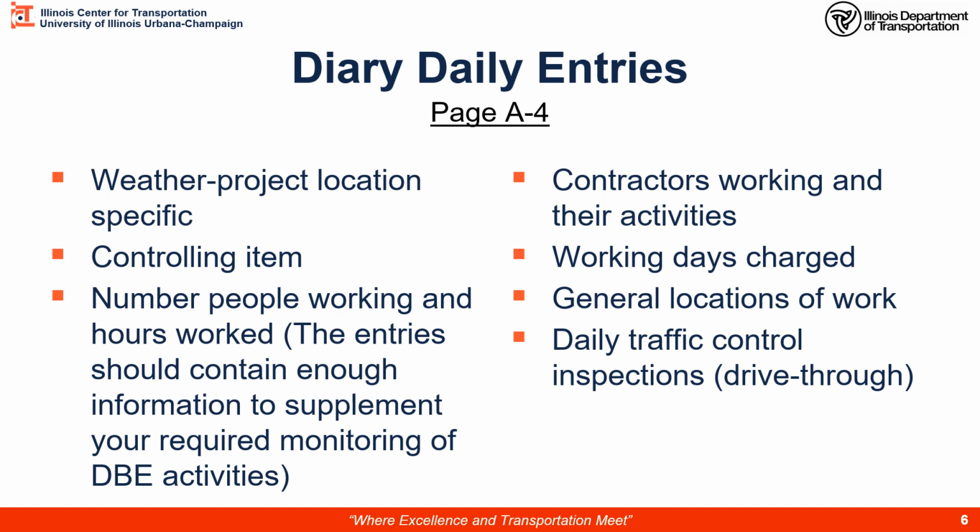We want to record the number of people working and the hours they work. Should have enough information so that we can make sure they are meeting their DBE requirements. The names of the contractors and their activities on the job site. If we charge any working days or partial fractions of a working day. The general locations of work and which contractors are where. Daily traffic control inspections. These are the drive-through, informally documented traffic control inspections that the engineer's crew will perform in the AM and the PM, typically the first and last duties of the day.